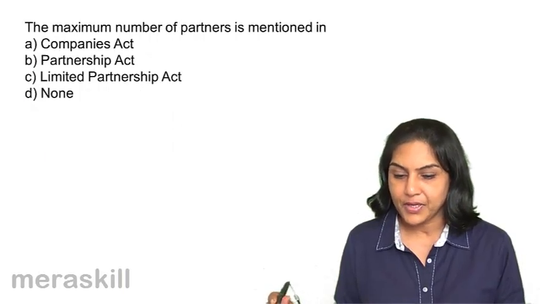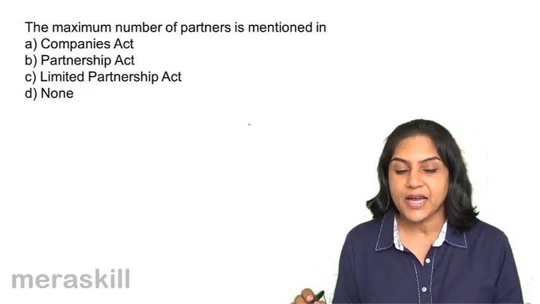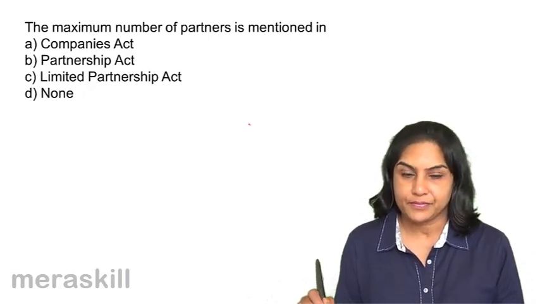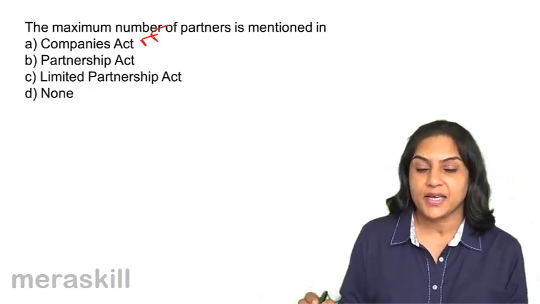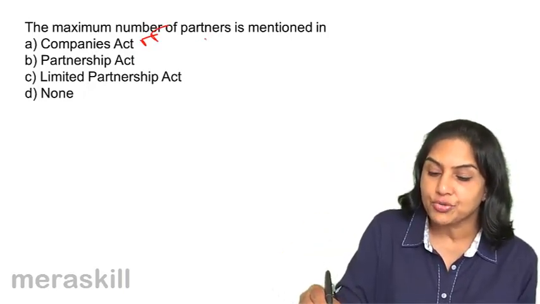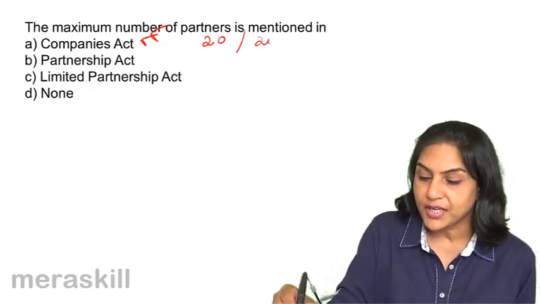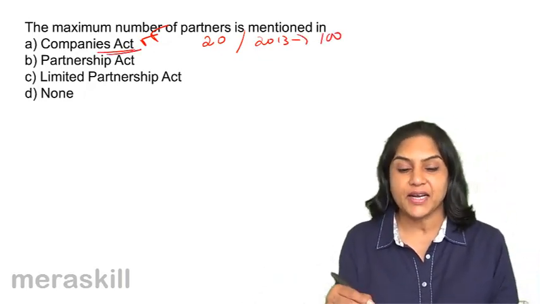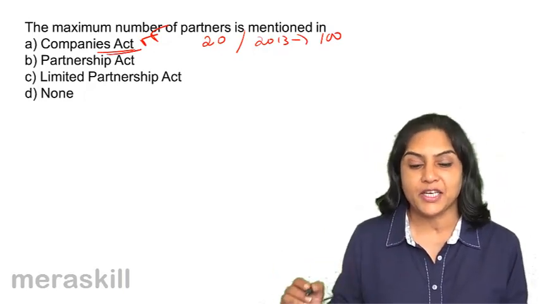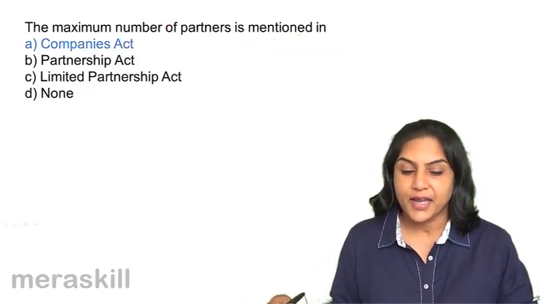The maximum number of partners is mentioned in A, Companies Act, B, Partnership Act, C, Limited Partnership Act, and D, none. The maximum number of partners is mentioned in the Companies Act. In the earlier Companies Act, it used to be 20. But as per the Companies Act 2013, the maximum number is now 100. This is as per the Companies Act, not the Partnership Act. Partnership Act does not mention anything about the maximum number of partners. Correct answer A.